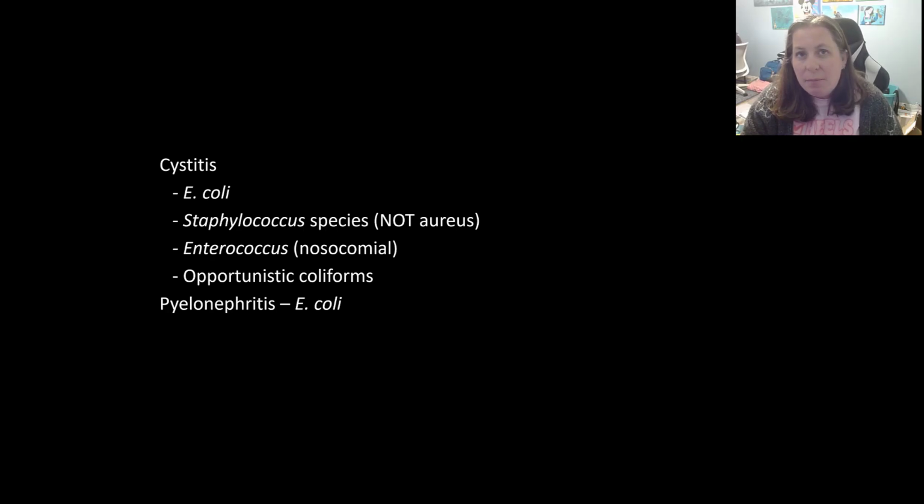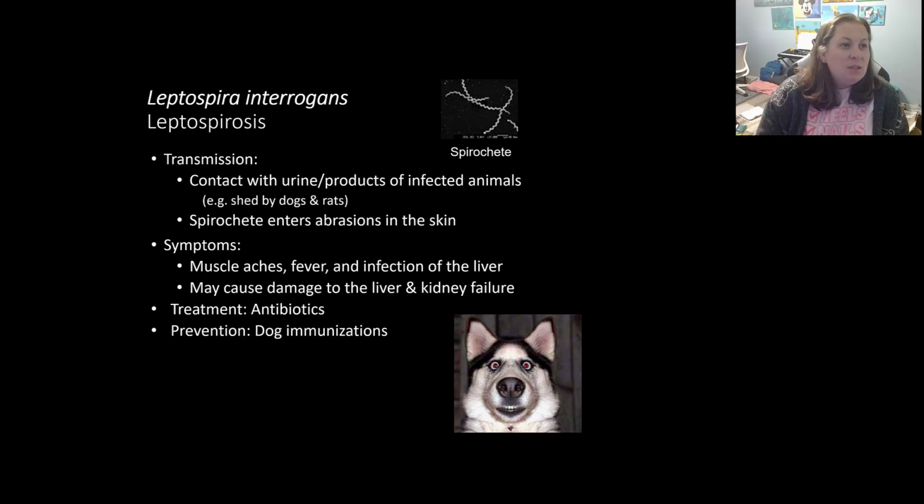If this continues up into the kidneys and causes the pyelonephritis, normally the culprit is E. coli. And we would call this a kidney infection because it has reached all the way to the top of the urinary system. The next one is the Leptospira interrogans.